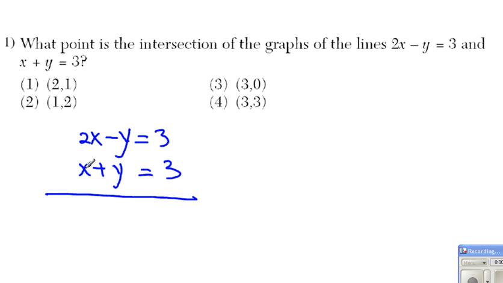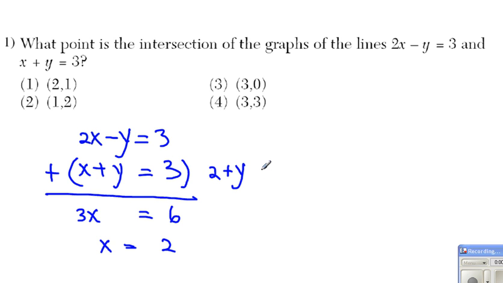Now what we can do is simply add up these two equations, and we end up getting something quite nice, which is 3x equals 6. Hence x becomes 2. Since x equals 2, then 2 plus y equals 3, so we realize y becomes 1. Then our answer becomes choice number 1.